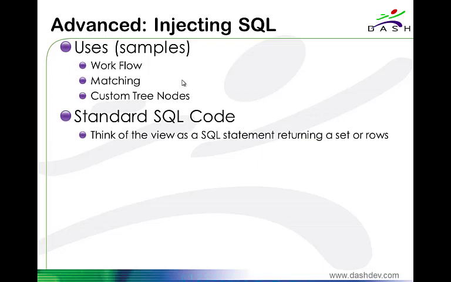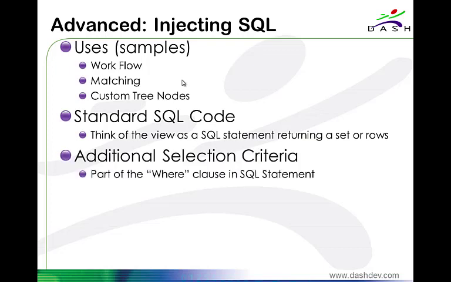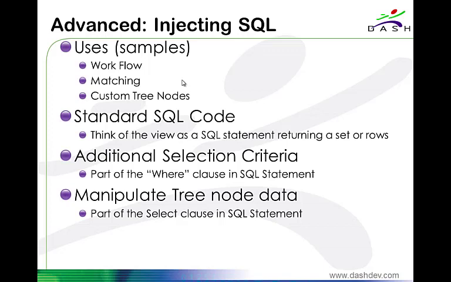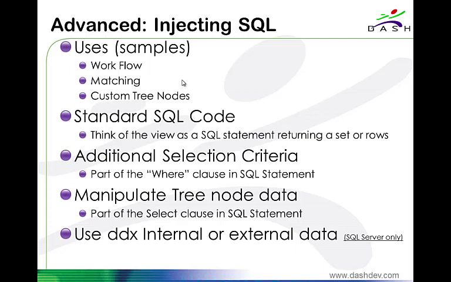So if you think of a DDX view as a SQL statement that returns a series of rows, that's exactly what it's doing here. You can inject additional SQL code to add selection criteria, so it becomes part of the where clause in that statement, and you can manipulate tree node or folder level data as well by using SQL functions or functions of your own making to manipulate it to show what you want to show there. You can use DDX internal data for this manipulation or external data, as long as that external data is available from the SQL server on which DDX resides.